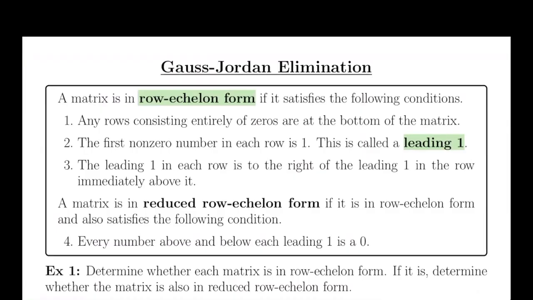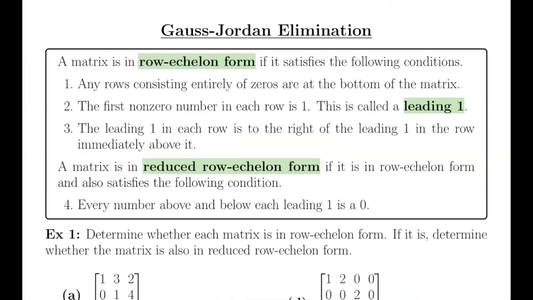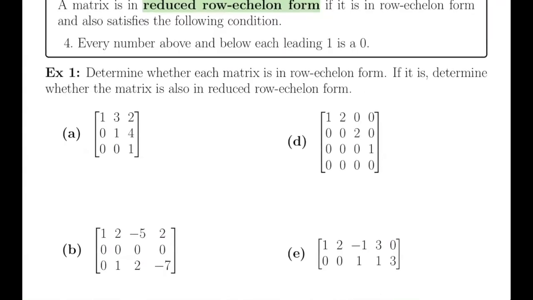Okay, and then the third condition is that the leading one in each row is to the right of the leading one in the row immediately above it. We're going to do some examples and you will see what I mean by this. And then lastly, for reduced row echelon form, it's in row echelon form and it has an extra condition that every number above and below each leading one is 0. So I will also highlight this. Okay, so let's do some examples. Determine whether each matrix is in row echelon form, and if it is, determine whether the matrix is also in reduced row echelon form.